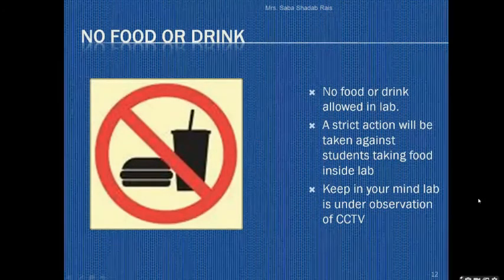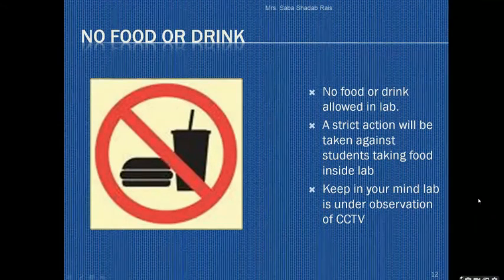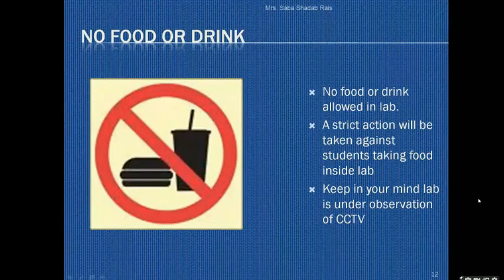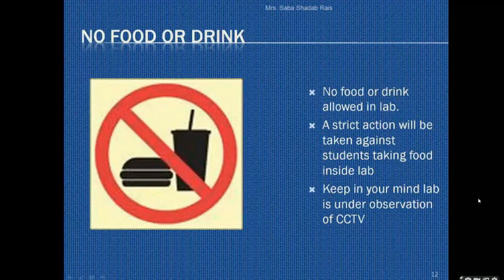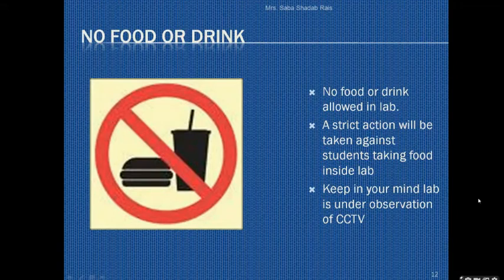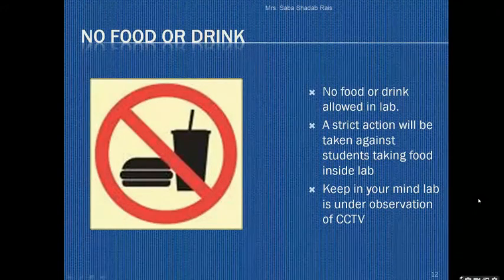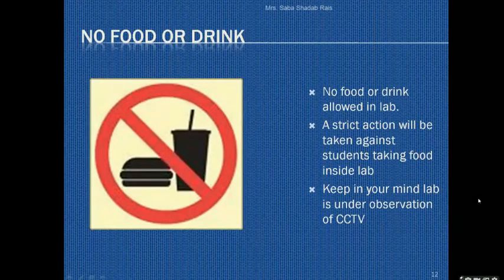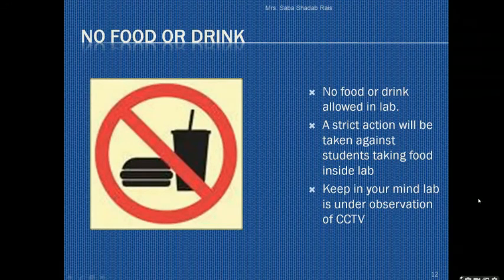Then I told you already that you are not allowed to take your food, and if sometimes while performing practical you feel thirsty, you should go outside the laboratory. First of all, in our laboratory we don't allow you to carry anything other than your rough journal and compass. So you are coming inside with that. If you are feeling thirsty, you have to go out, as your bags are kept outside only. So it is not allowed to eat or drink in the laboratory. Strict action will be taken against students taking food inside. Now we all know that in our laboratory, in our college, each and every place, we are under CCTV.